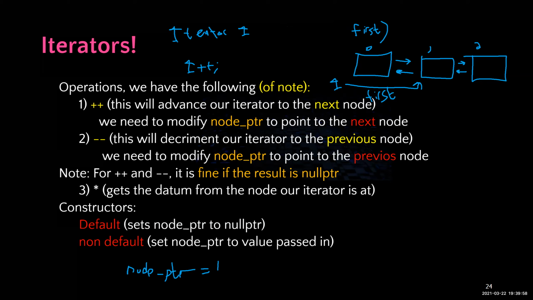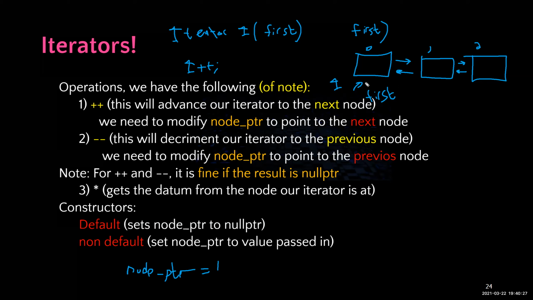That'll then create an iterator that points to first. If I just say iterator I, it's going to point to null pointer, which isn't much use to us, unfortunately, because we want to actually work in our list. So if I say iterator I and I put in first, that's going to have our iterator start at this right here. Our iterator is now going to point to first, and we've defined plus plus.